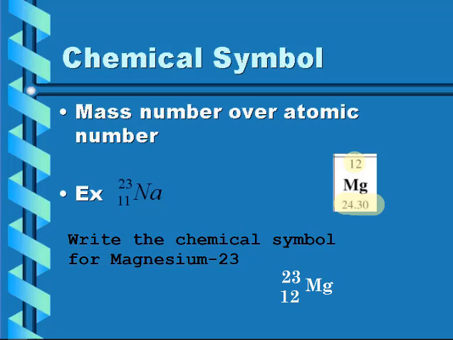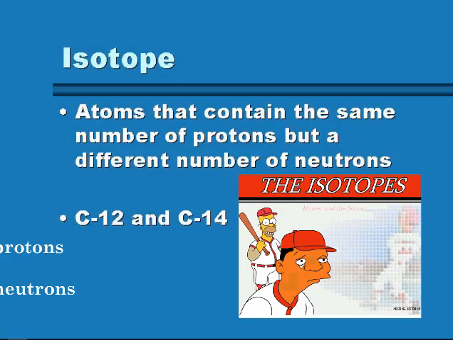The mass changes because of isotopes. Isotopes are atoms that contain the same number of protons, therefore it's the same element, but it's going to contain a different number of neutrons, therefore the mass will be different. Carbon-12 and carbon-14 are both isotopes of each other. If we look, they're both carbon.